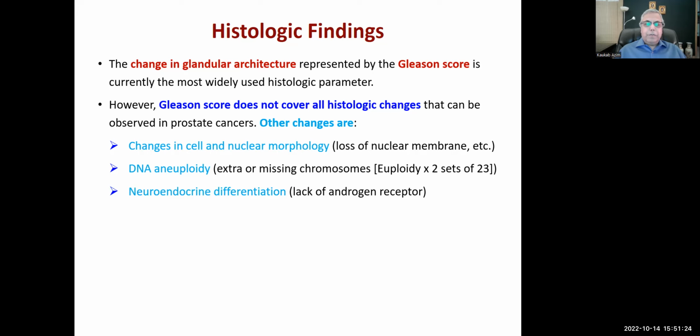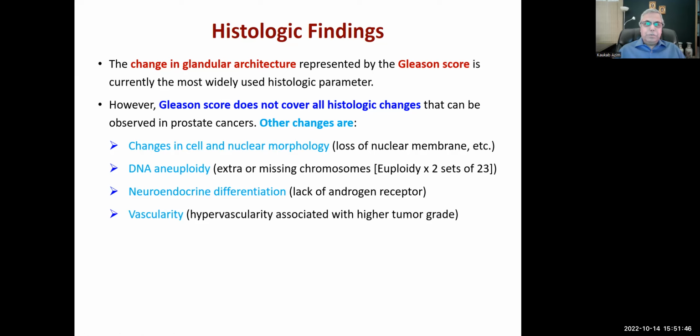Then we cannot know the neuroendocrine differentiation by looking at the biopsies. Sometimes the cells have a lack of androgen receptor that makes them more aggressive and more resistant to treatment. And vascularity, hypervascularity, is associated with higher tumor grade.